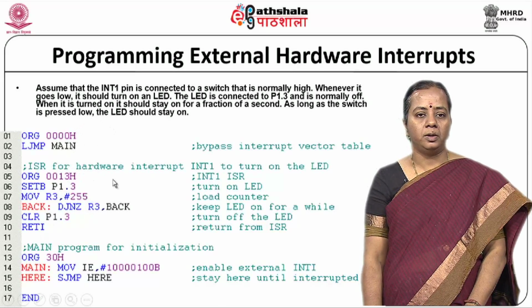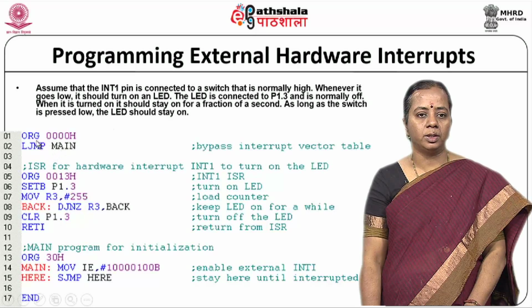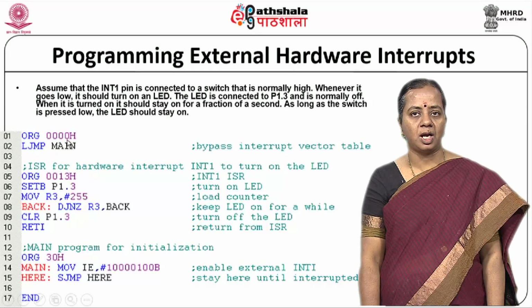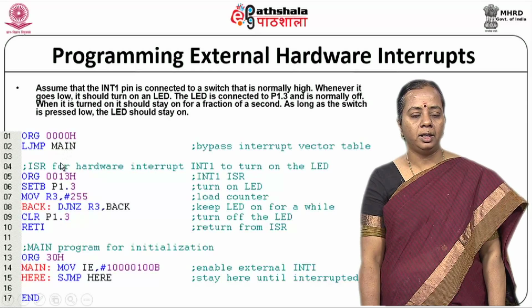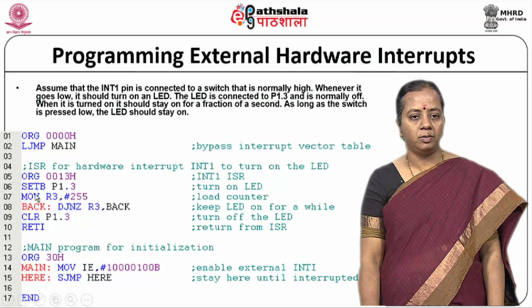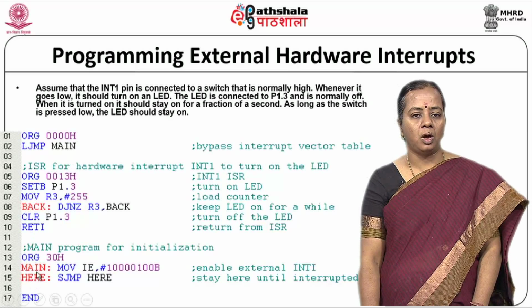Now just look at what we have written here: ORG 00H. So, it starts from the starting location 00 and LJMP main. It says that main does not start here, it has to skip to a particular position. It is a long jump to a different location. The next locations will be used for some other purpose.